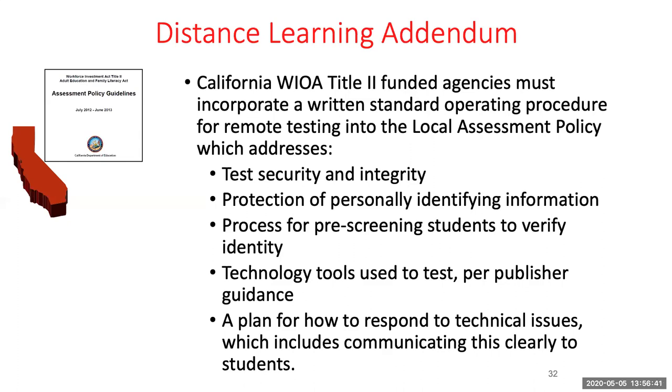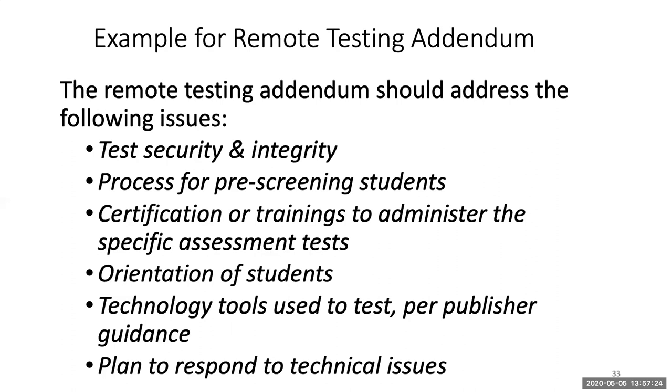And then in particular, we addressed this yesterday. I think all this should be clear if you were in the trainings yesterday, but you'll also need to address what happens if somebody undergoes technical difficulty. There needs to be a plan where the student and the staff both have a step they know they can take in the event of technical difficulty. If you haven't looked at that, that's the part you really need to look at, because the state is very concerned about that. They're definitely going to add that as a required step for any distance learning addendum related to the local assessment policy.